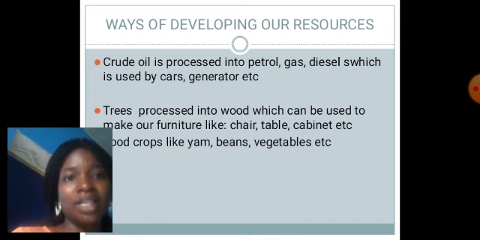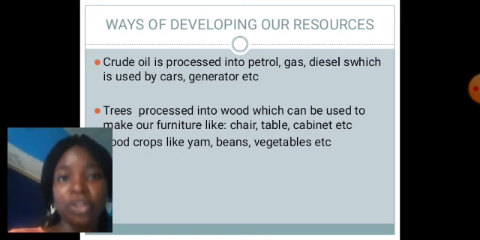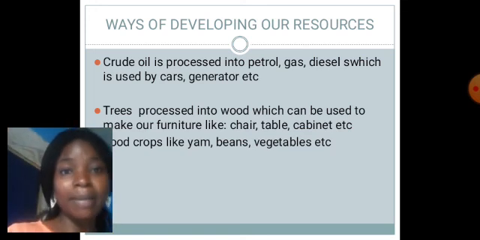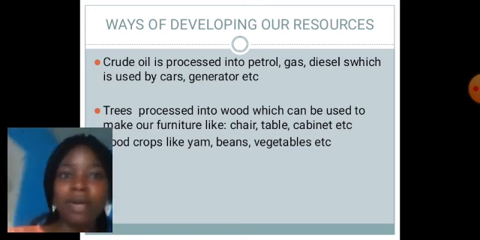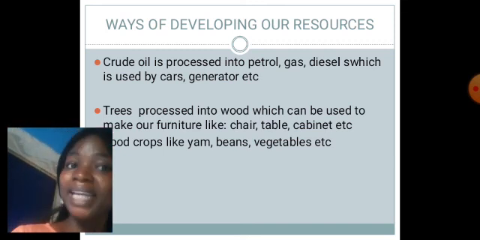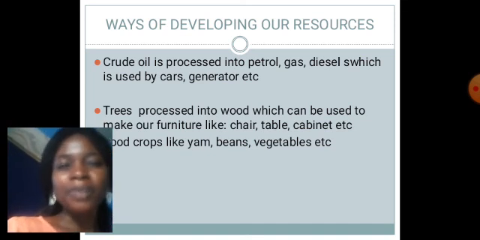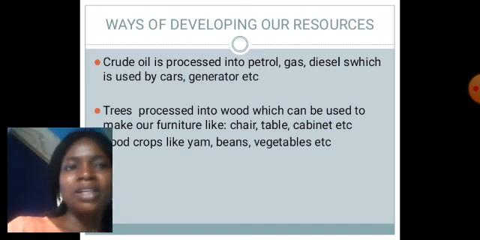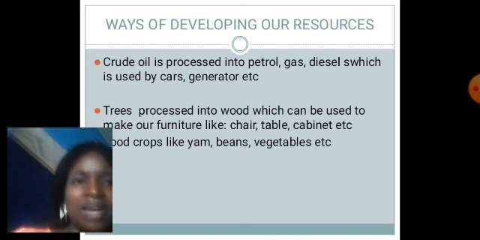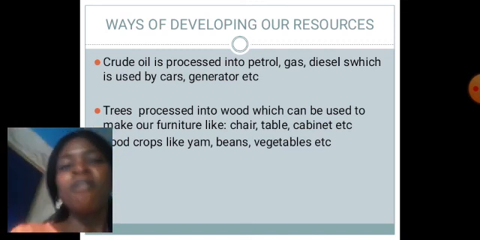And also from trees, when we process it, we can get wood. And from the wood, we get furniture. We make our table, chair, cabinets, wardrobe, and lots more. And finally, from our food crops, we have yam. From yam, you can get yam porridge, you can get yam flour. We have beans, you can get beans flour. You can make moimoi from there. We have vegetables and so on and so forth.